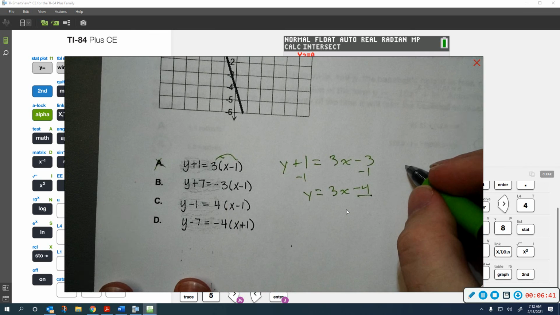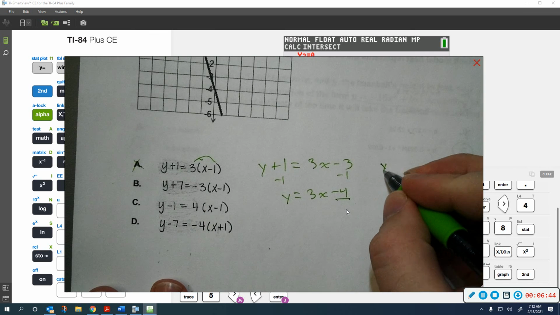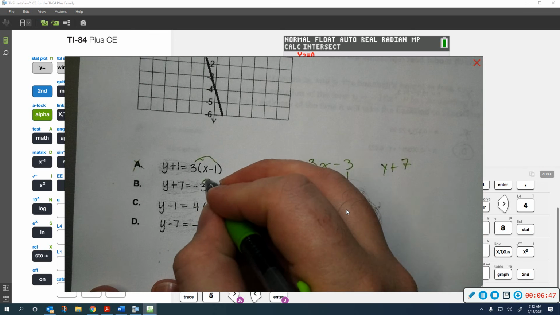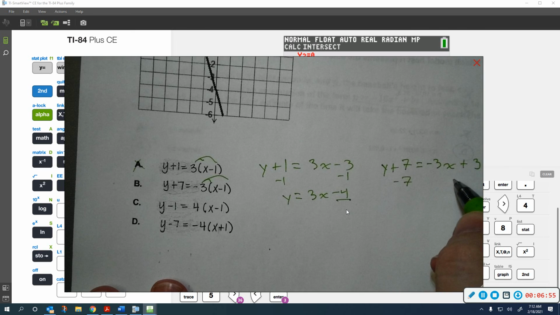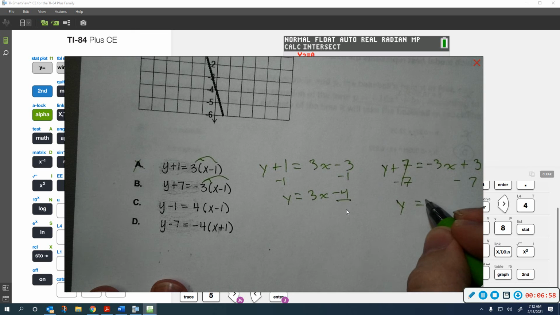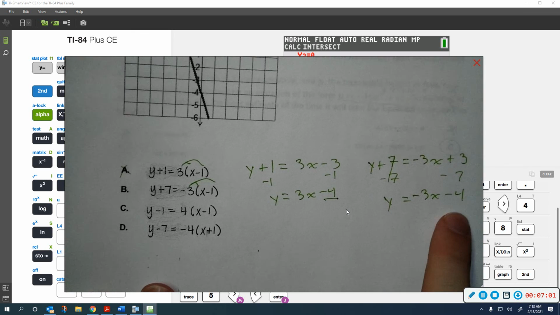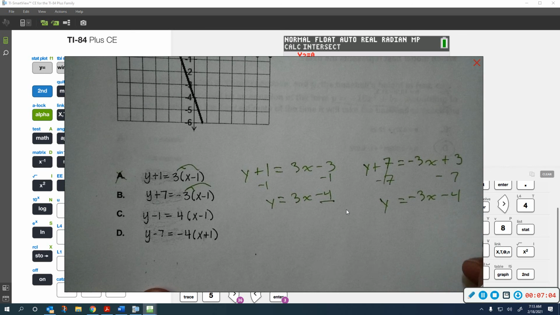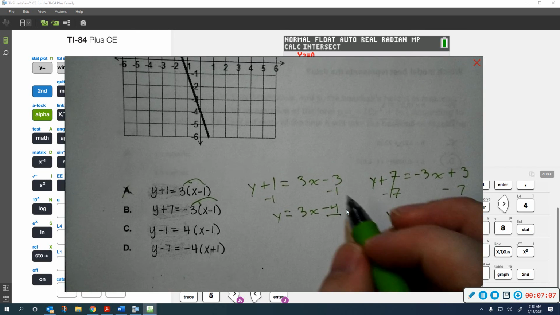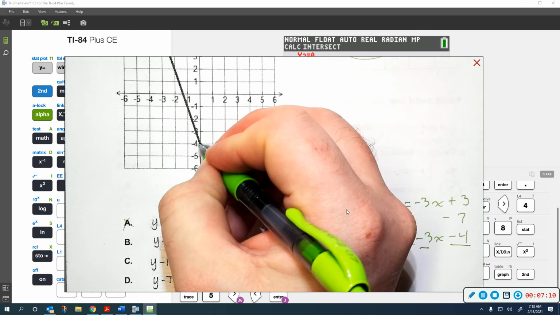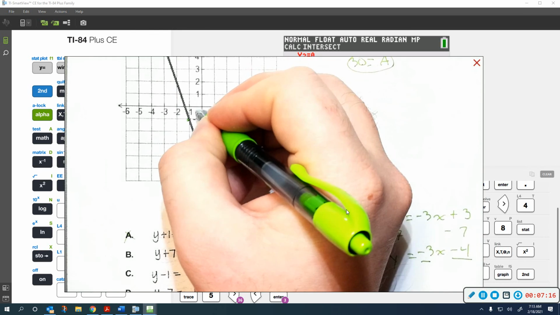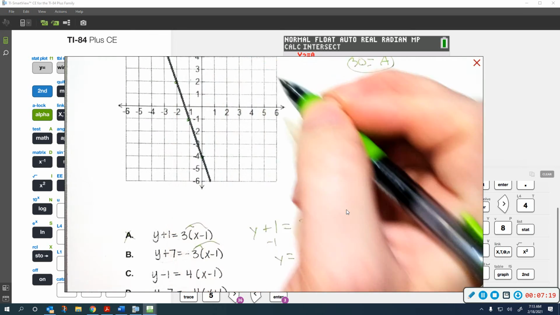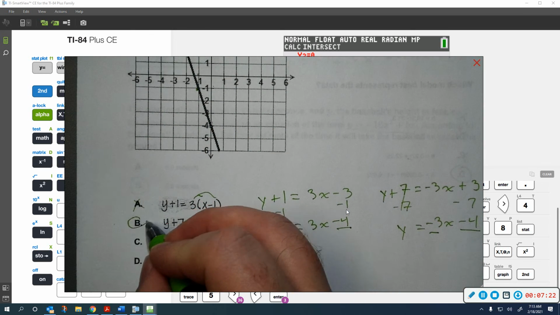So let's try the next one. Y plus 7, and we're going to multiply this out. So that's going to be equals negative 3x plus 3. We end up getting y equals negative 3x minus 4. So it hits at negative 4. The slope is negative 3. So negative 4, I'm going to check my slope. If I go down 3 and over 1, I run out of room. So I'm going to go up 3, 1 backwards. Up 1, 2, 3, 1 backwards. Yes. And it is a slope of negative 3, and it hits at the right spot.